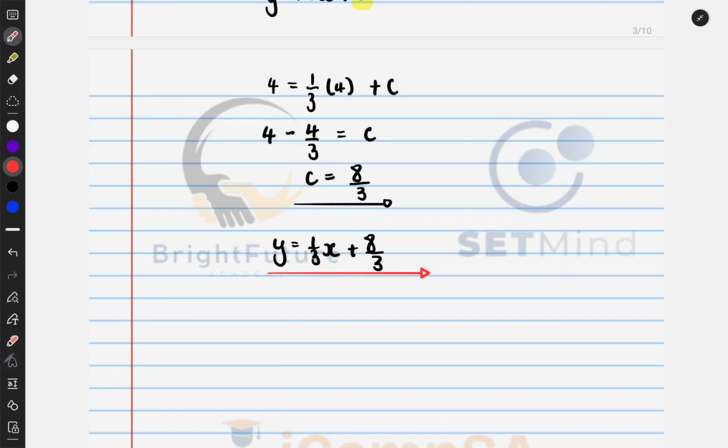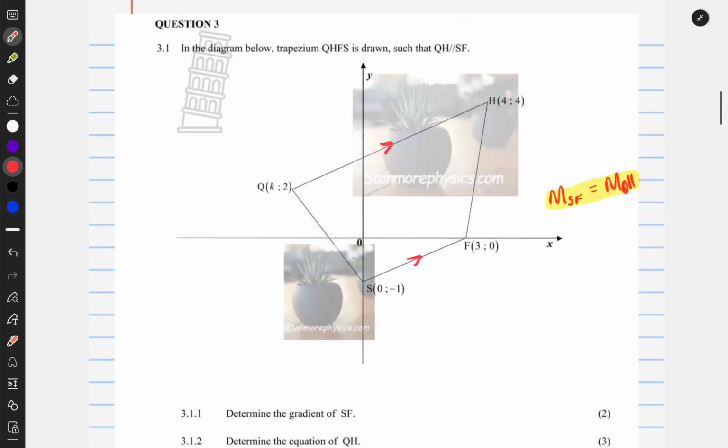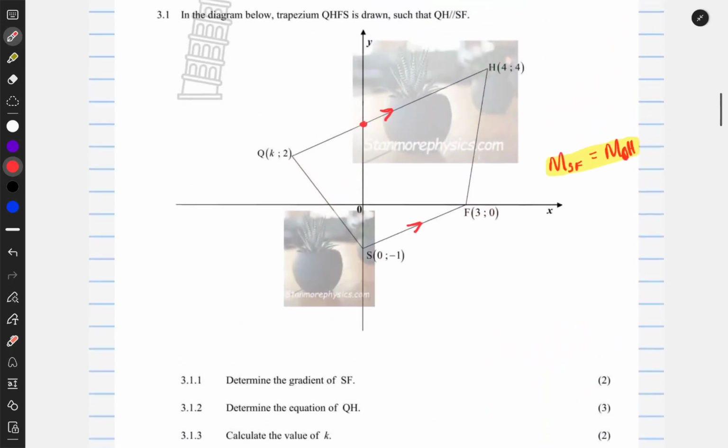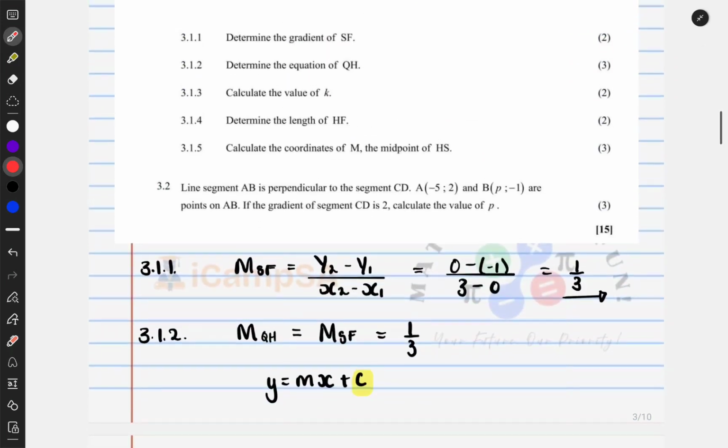So let's quickly confirm. 8 over 3 when we change it to decimal is like 2.67, and here we have that y-intercept. It's positive, it's on the positive y values, and it's between 2 and 4. Okay, so it makes sense.